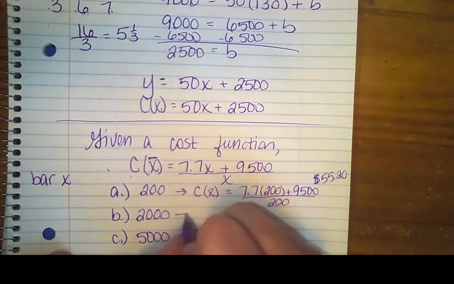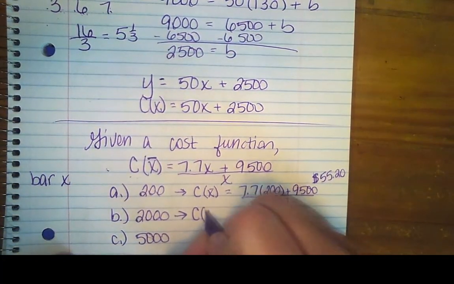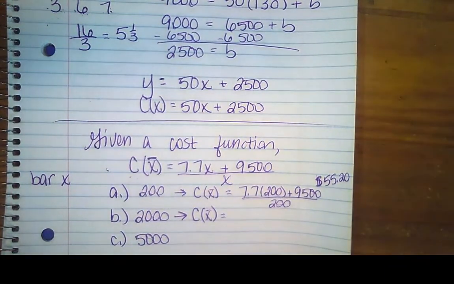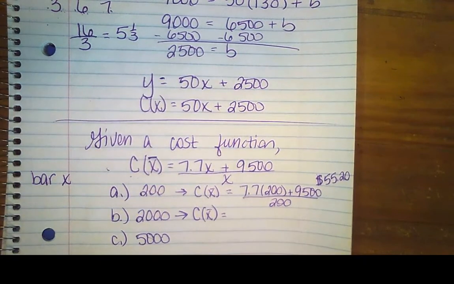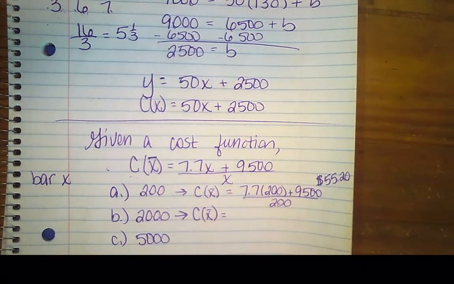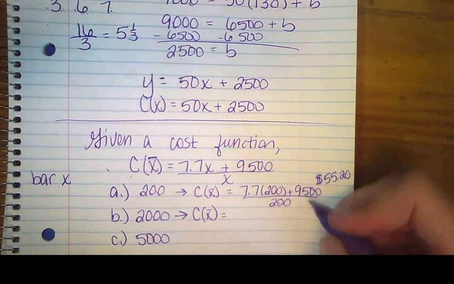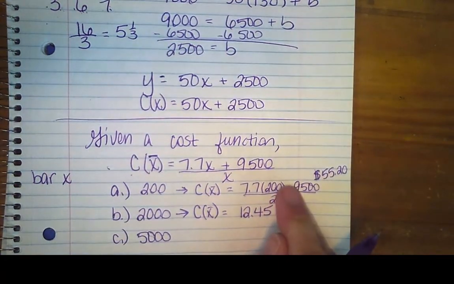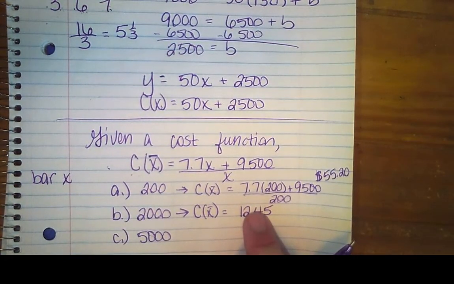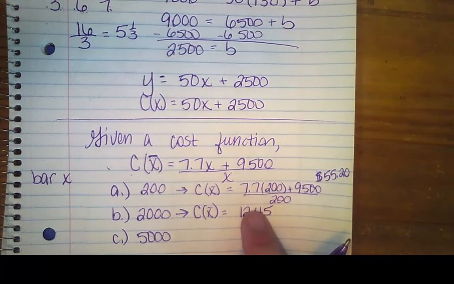All right, so let's do 2,000. C bar x of 2,000 means I'm going to change this to a 2,000, and I'm going to change this to a 2,000. So 7.7 times 2,000, plus 9,500, and then divide it by 2,000. And I get $12.45. So what happened? The more things I produced, the cheaper it was for me to do it.